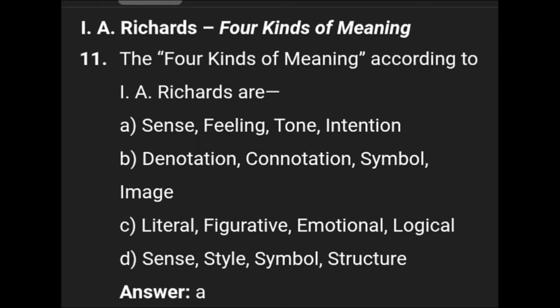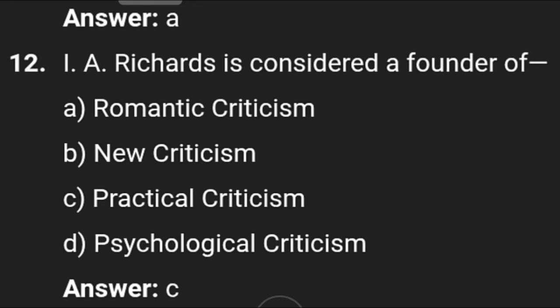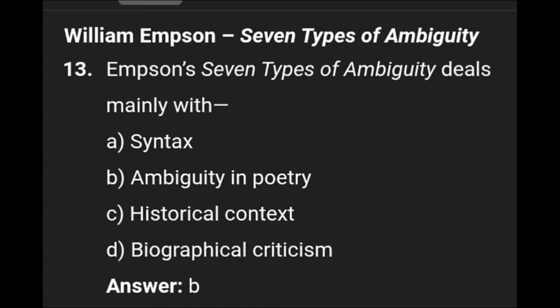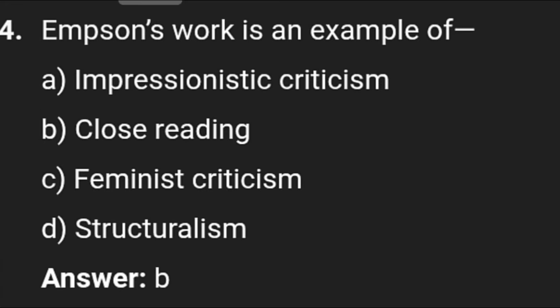Then questions from I.A. Richards, four kinds of meaning. The four kinds of meaning according to I.A. Richards are sense, feeling, tone and intention. Then I.A. Richards is considered a founder of practical criticism. Then questions from William Empson, Seven Types of Ambiguity. Empson's Seven Types of Ambiguity deals mainly with ambiguity in poetry. Empson's work is an example of close reading.